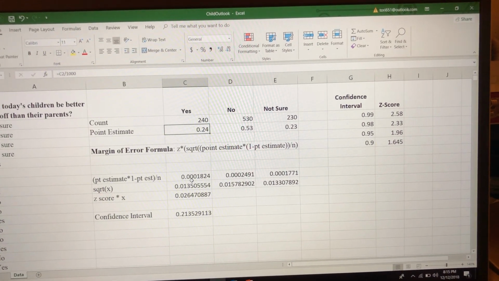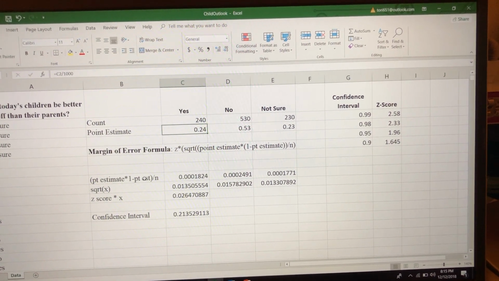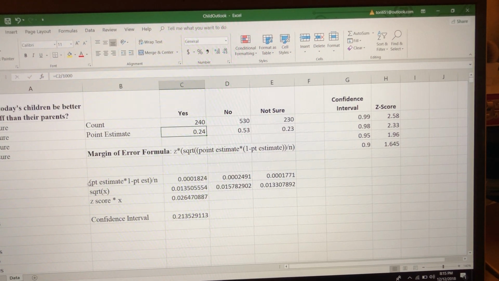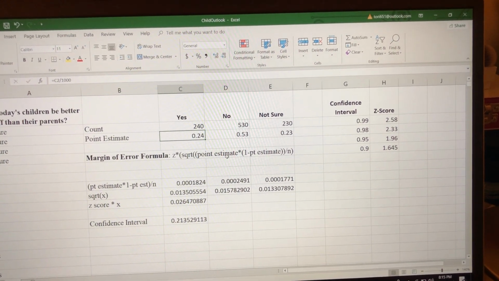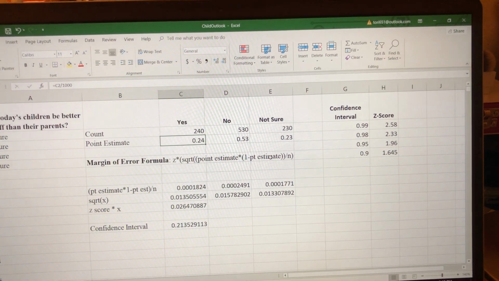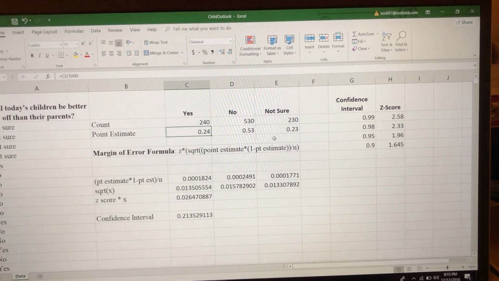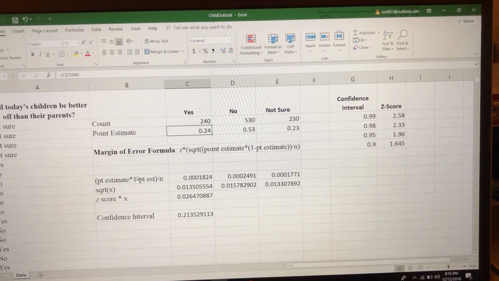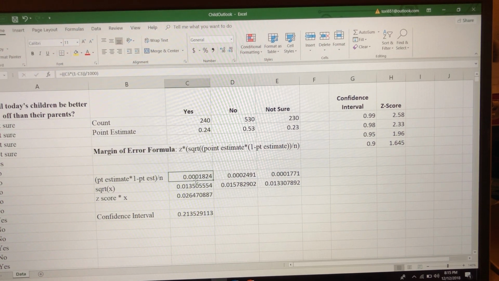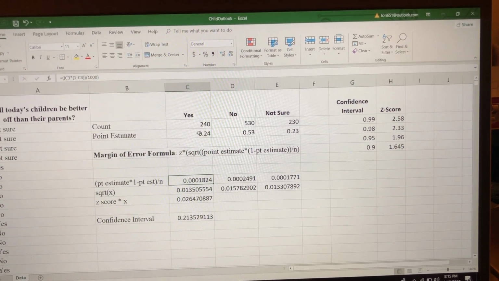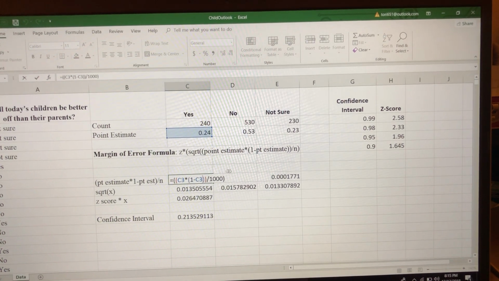So the first step to find the margin of error is to just take the easiest part of the equation, which is taking the point estimate times 1 minus the point estimate divided by n. And in this case, n is 1,000. So I went here, and that's exactly what I did. So I just took the point estimate in parentheses. I'll open that up for you.